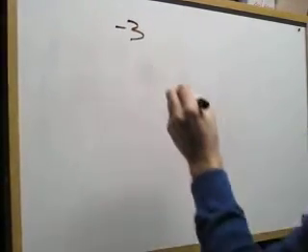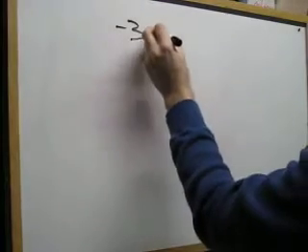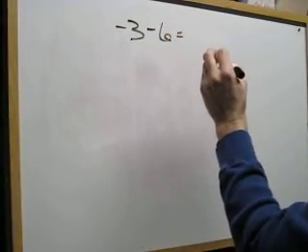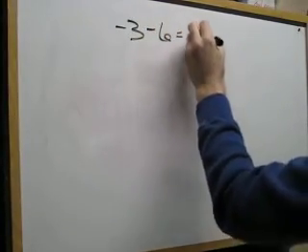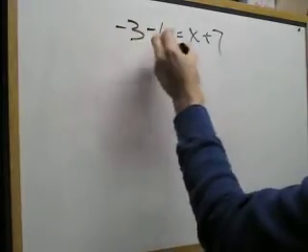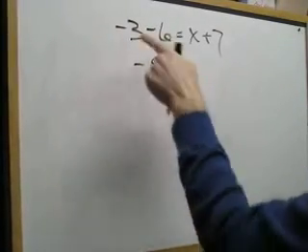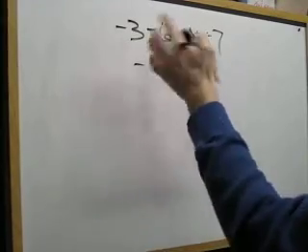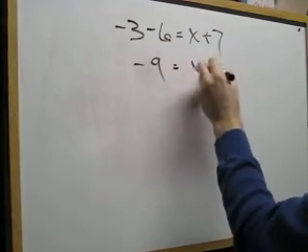Okay, so let's continue on a little bit. Let's take a negative 3 minus 6 equals x plus 4. This is example number 7, still on page 271. Alrighty, let's combine like terms. Negative 3 minus 6 is negative 9. Negative 3 plus negative 6, if that helps. Negative 9 equals x plus 7.